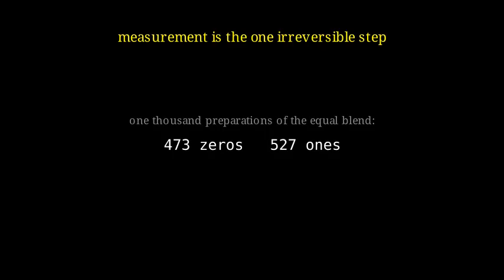Prepare an equal superposition and measure it many times, and you get roughly half zeros and half ones. Measure it just once, and you get a single definite bit, and the superposition is over.